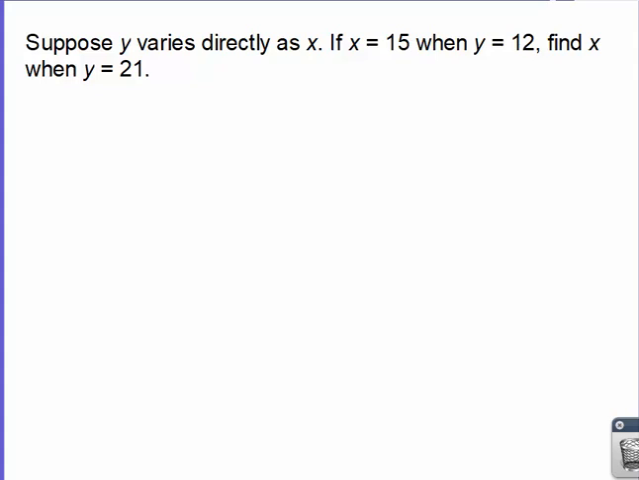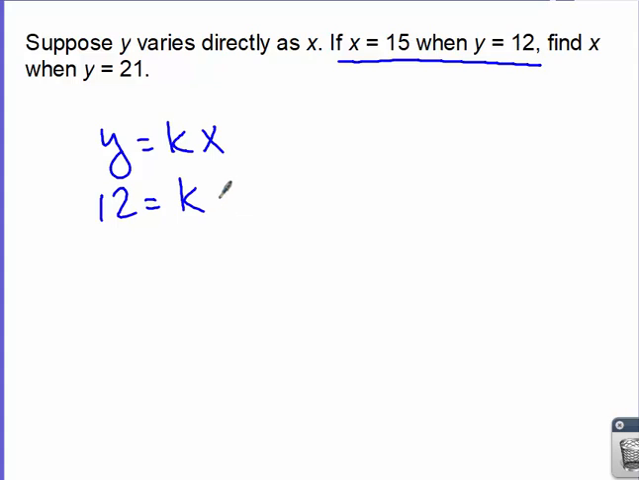It says, suppose y varies directly as x. If x is equal to 15 when y is equal to 12, find x when y is equal to 21. Okay, so step number 1, write the formula. Step number 2, solve for k. So it says if x is 15, y is 12, so there's my x and y that I'm going to use. So I plug the 12 in for y. I'm looking for k. I plug the 15 in for the x.